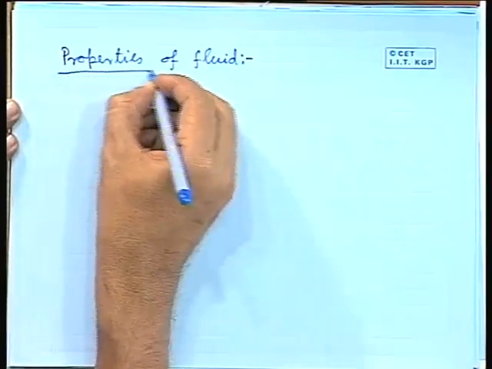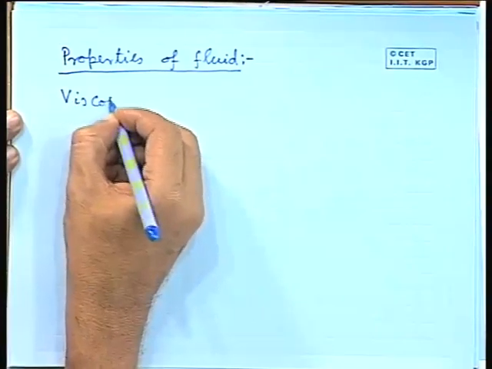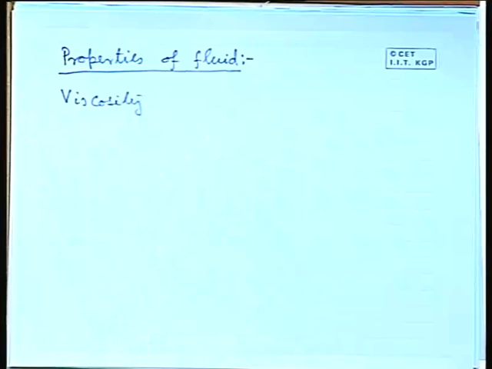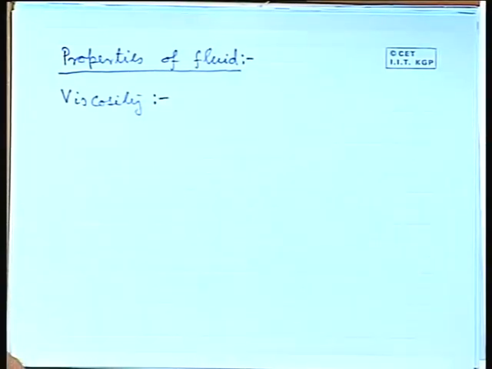The first property is viscosity. This is one unique property of fluid which makes it different from a solid, and also it is very important for understanding different fluid flow behavior. Now, in a nutshell, if we want to describe viscosity, it is an inherent property of the fluid which tries to resist relative movement between adjacent fluid layers. So, viscosity is the property which resists the relative movement of adjacent fluid layers.